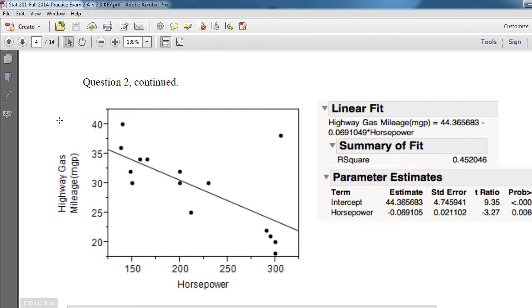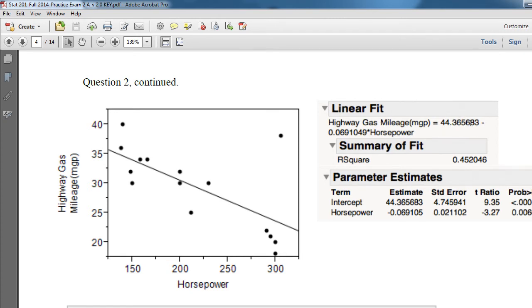If you notice, when x is equal to 0, let's trace over here. We would expect highway gas mileage to be about 44. If you notice, that's up here. That makes sense. That looks good to me. We go down to where x equals 0, we trace up to where the line would be, and that looks to be about 44.